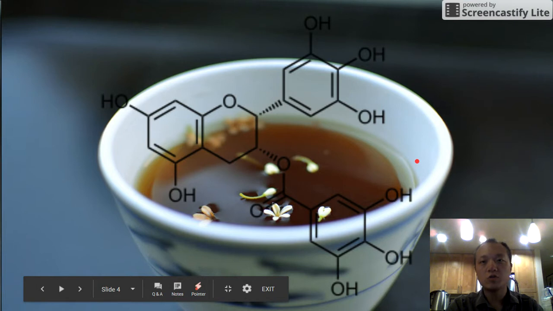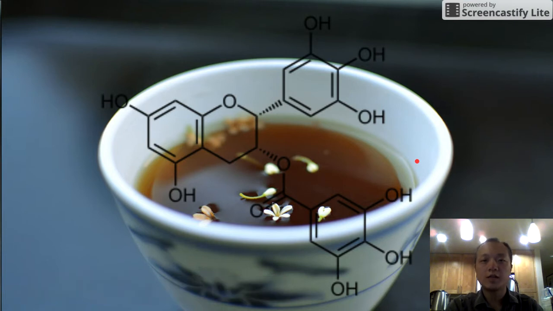In tea, the most famous catechin is this one right here, which is shortened to be called EGCG. But basically, researchers are studying if this compound can have health benefits.